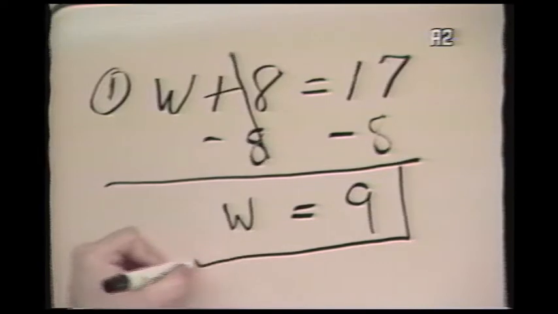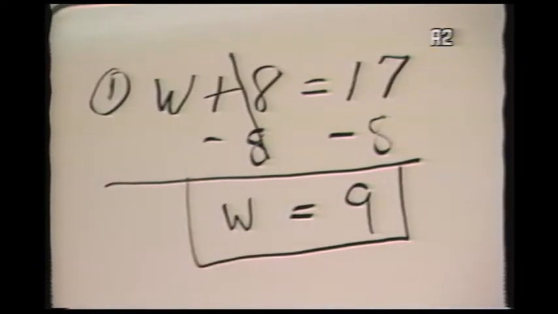So there we have it. Algebraically, we have solved that equation. We subtracted 8 from each side of the equal sign and got W equals 9.